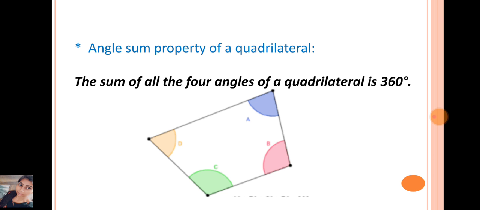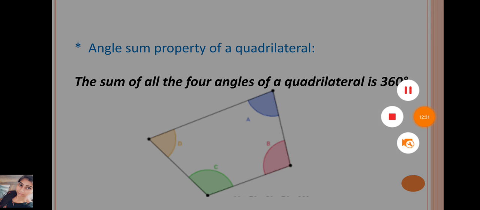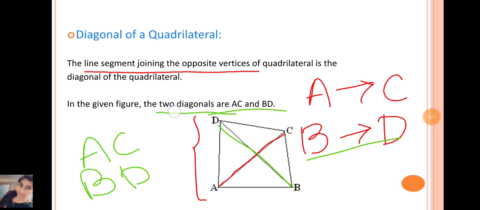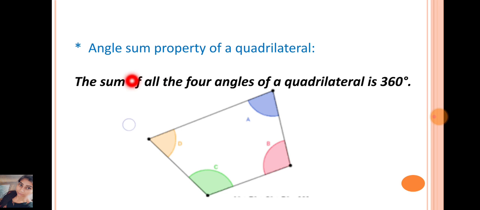The next one, as I've told you, is the most important property, and you are going to use it throughout this exercise and this chapter: the angle sum property of a quadrilateral. So what is the angle sum property of a quadrilateral? The sum of all four angles of a quadrilateral is 360 degrees. Can you see this figure? We have angle A, angle B, angle C, angle D.